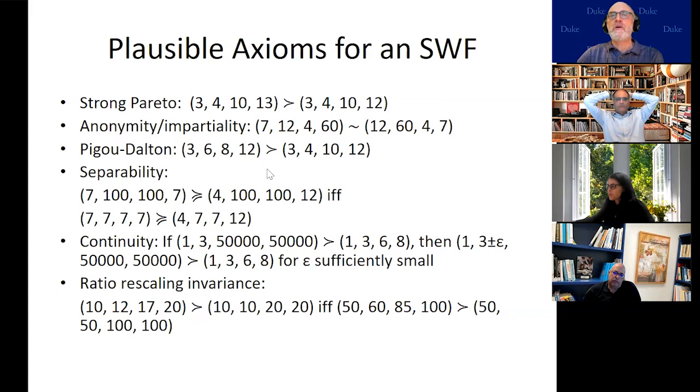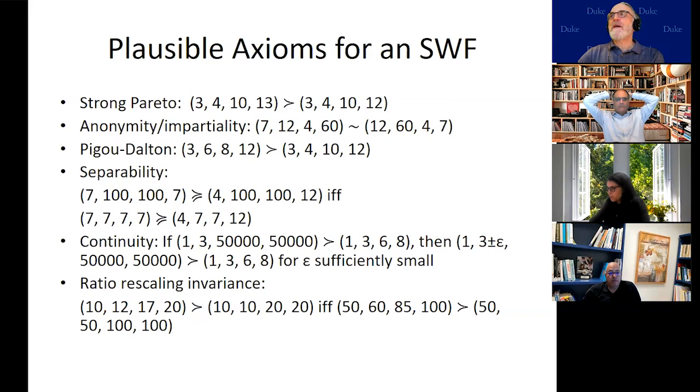What Pigou-Dalton says is if we take a unit of well-being and have a pure transfer, not a leaky transfer, a pure transfer of well-being from someone better off to someone worse off, that reduces the well-being gap between them.